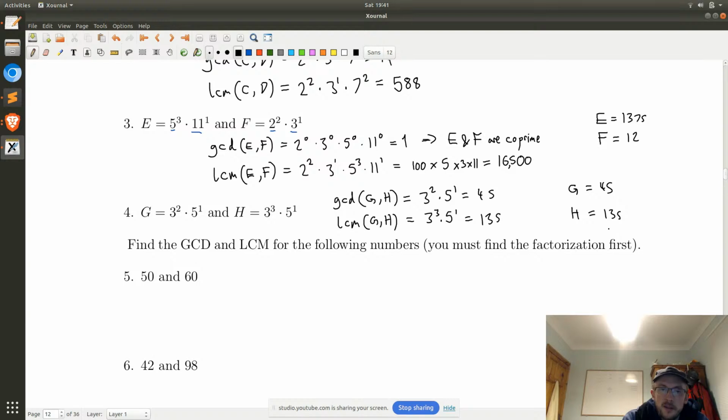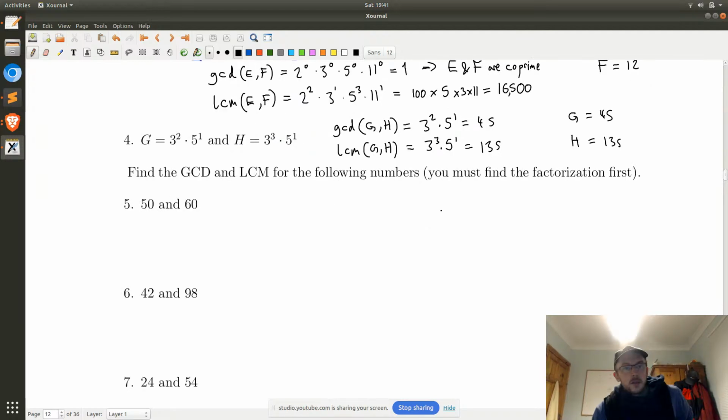So special theorems apply, and special cases apply in computing the GCD and LCM when one number is a multiple of the other. In this case, it was equivalent to me computing the GCD of G and 3G, and the LCM of G and 3G.